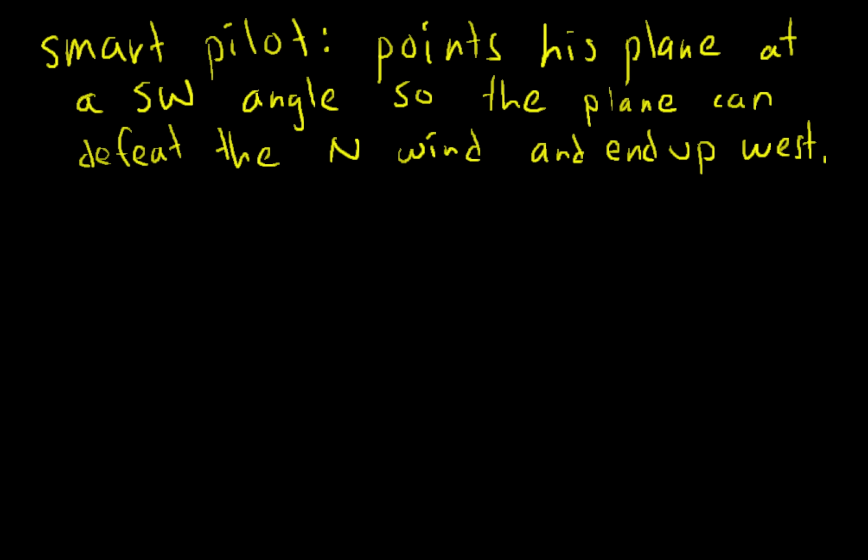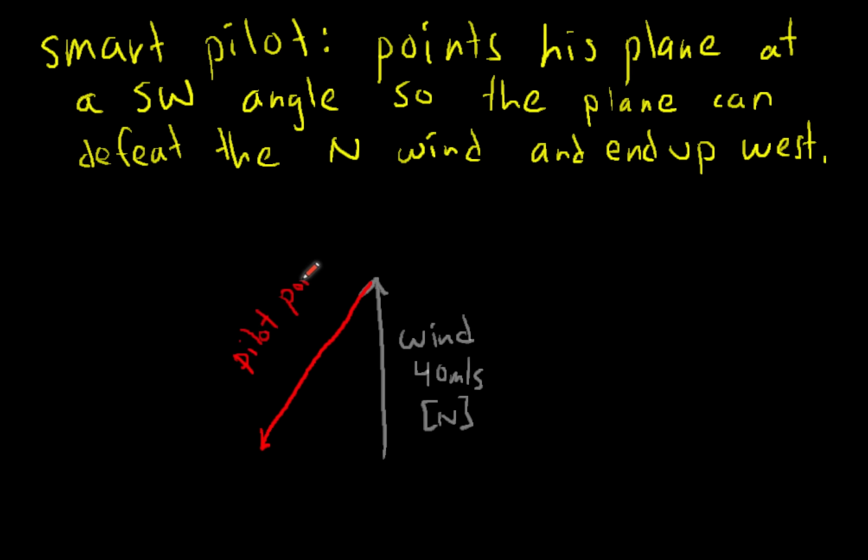So in examining the northward wind of 40 meters per second, the pilot points their plane at a southwest angle with their 100 meters per second. As a result, the plane ends up traveling directly to the west.